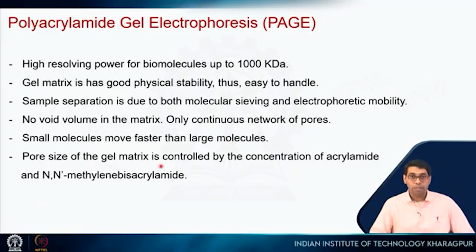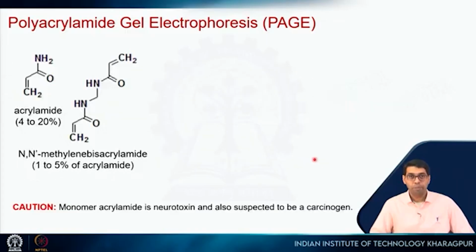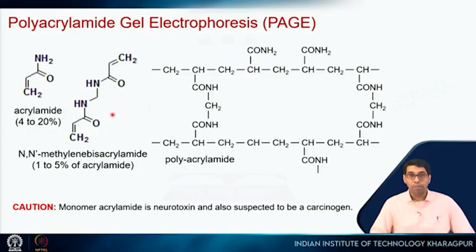The pore size of the gel matrix is controlled by the concentration of the monomers that we use to make the gel matrix. So we will see that there are two types of monomers that we use. So one is acrylamide, right? So we use a certain percentage of this acrylamide, 4 to 20%, and then there is this bisacrylamide. So these are the monomers, and we mix them in a certain ratio so that we can get the polymer, right?